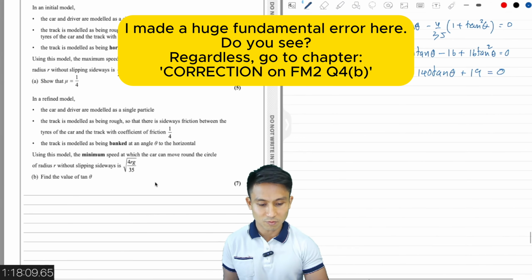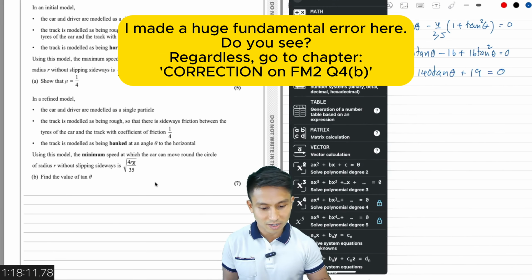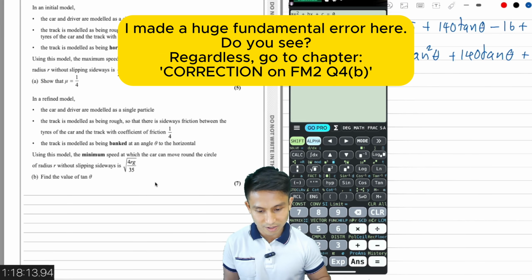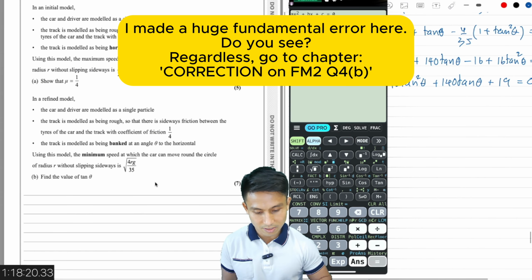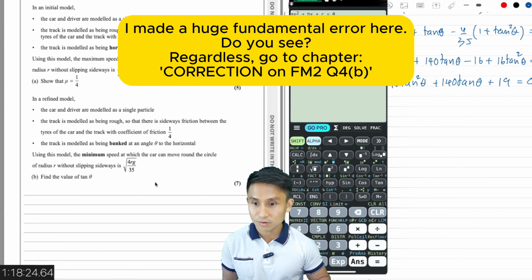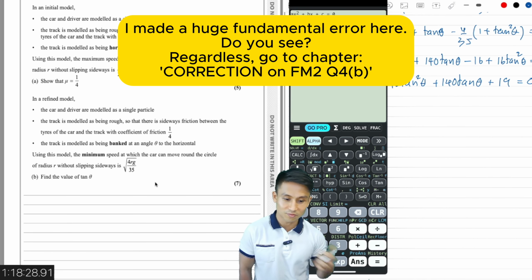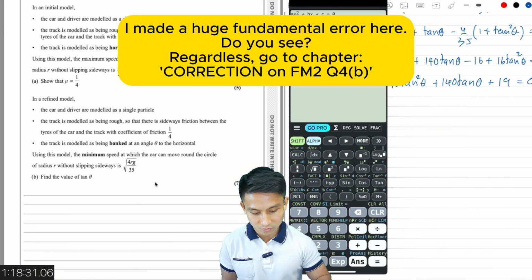Can we use the calculator to check first? See if we have the answer there. 16, enter, 140, enter, 19. That's horrible. Find the value of tan theta. Oh, they just asked for the value. So which one was it? This second one was negative.